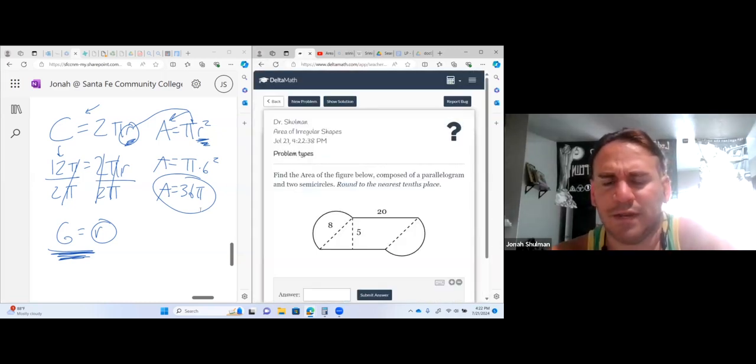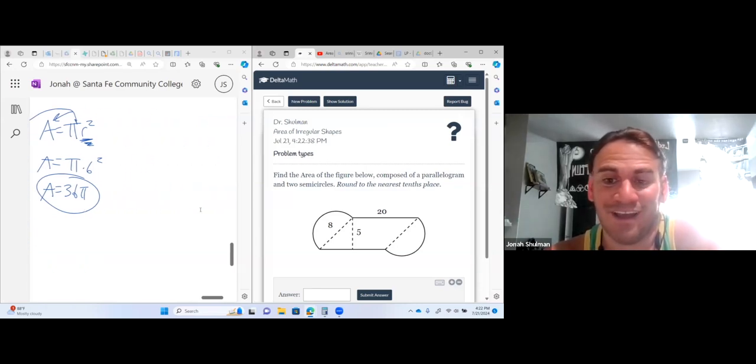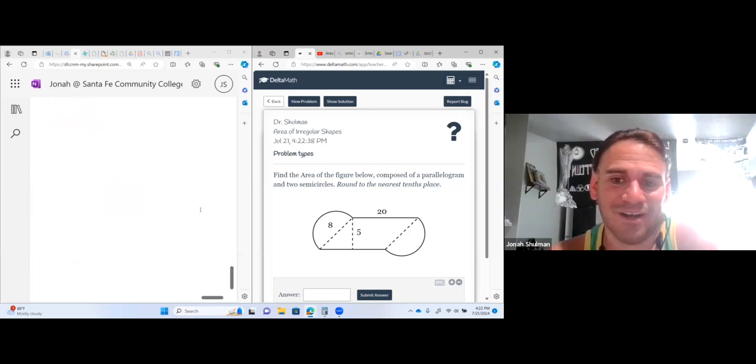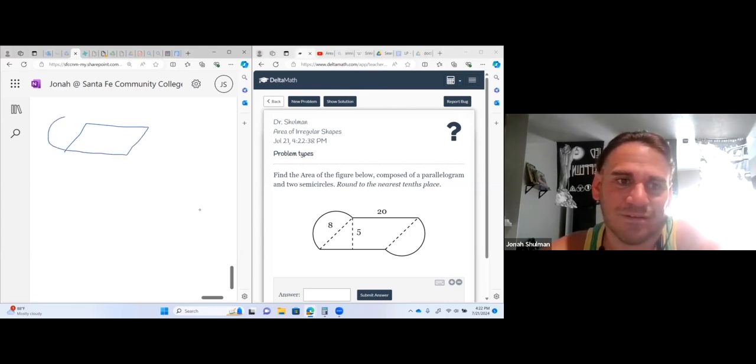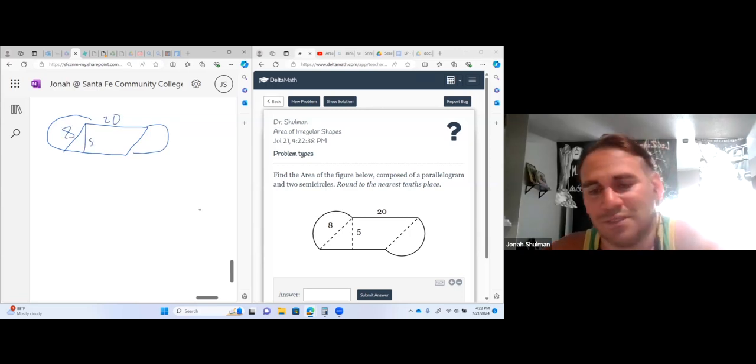All right, let's find the area of a strange old shape. Ooh, this one. This looks scary, right? I'm scared. So let's do it. We did the other one, which was perimeter. Here we go. That's 8. This is 5, and that's 20.